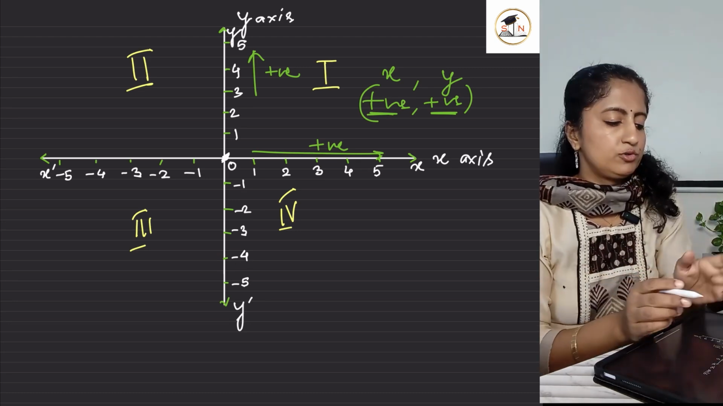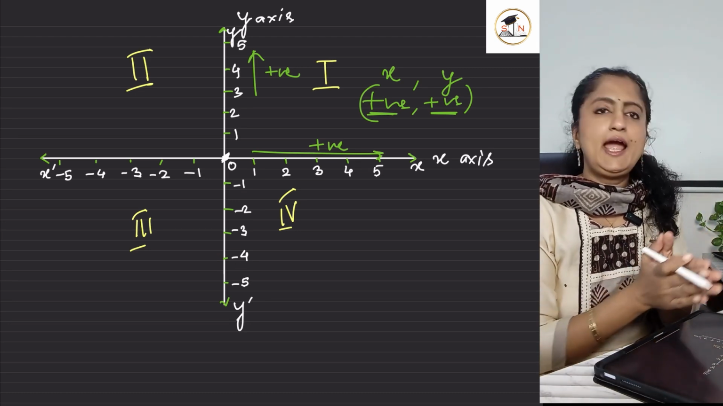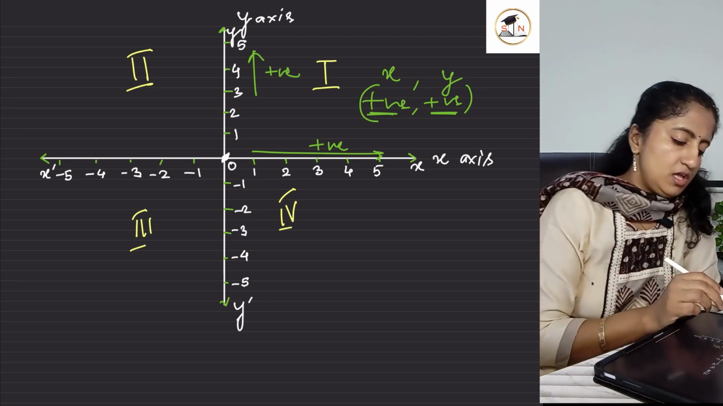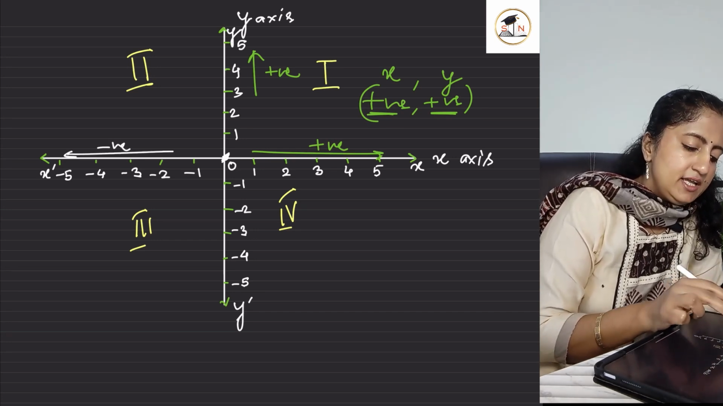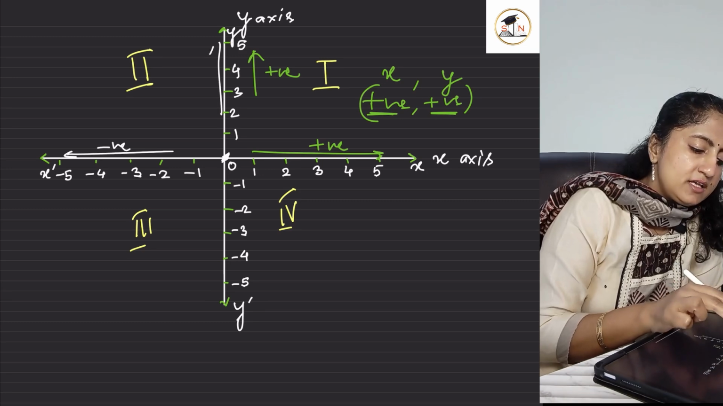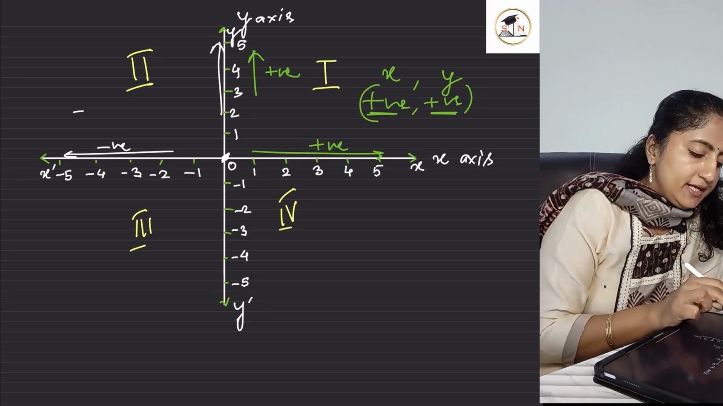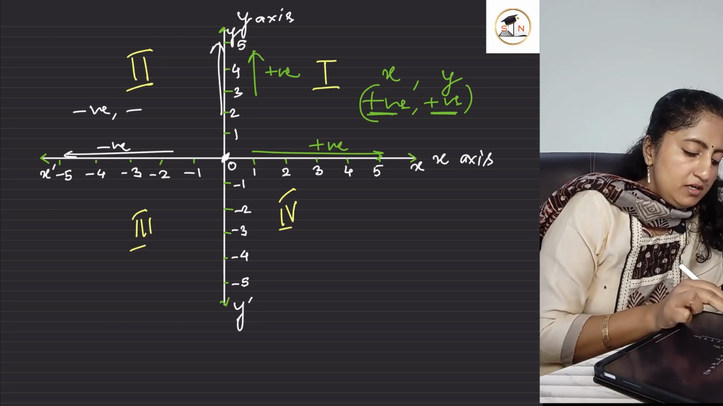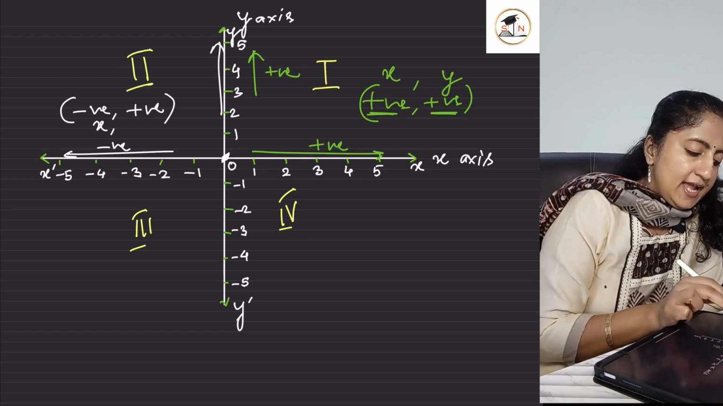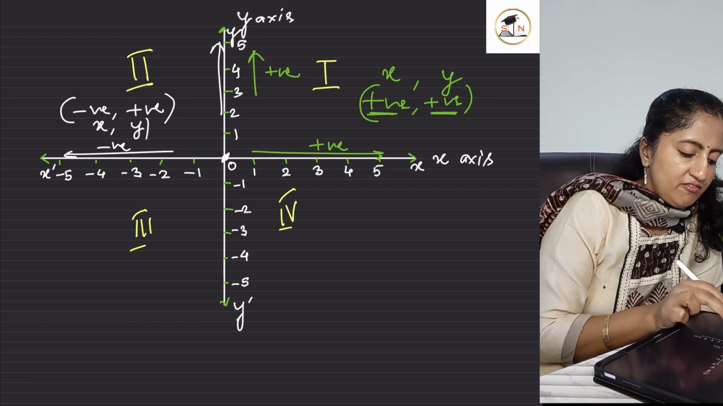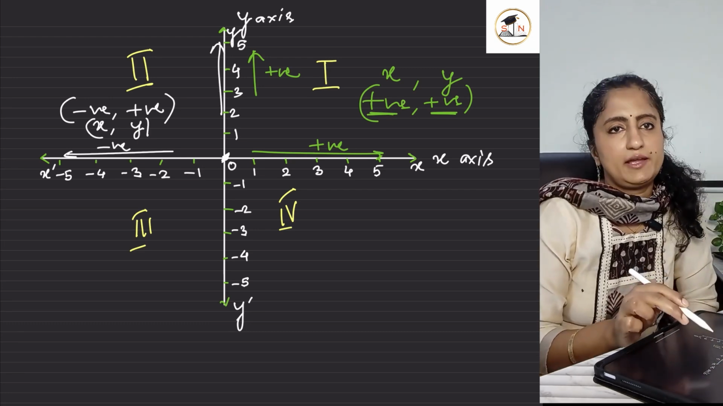Now, moving on to the second quadrant in the anti-clockwise direction. Now, what we can see, X is negative, right? Whereas Y is positive. So what do we get? We get negative, comma, positive. The first negative denotes X and the second positive denotes Y. It is always X, comma, Y.